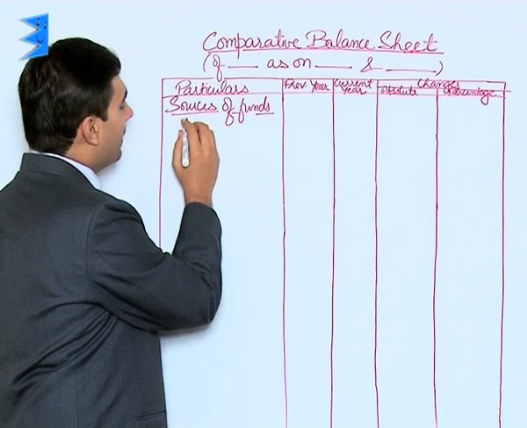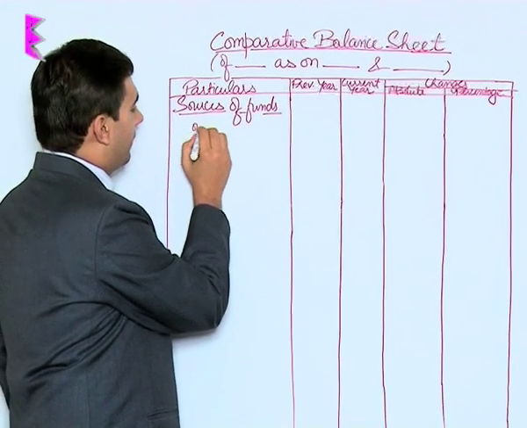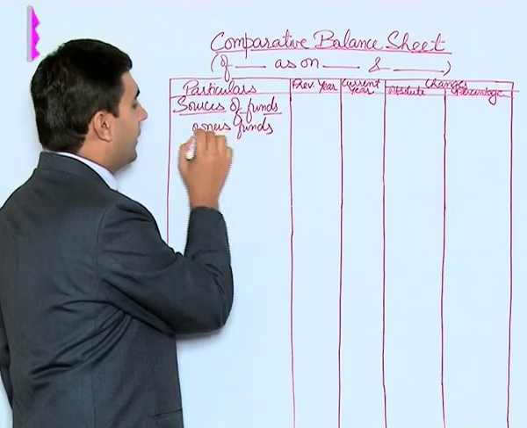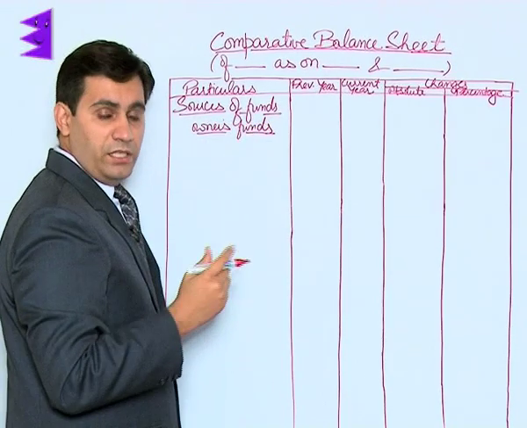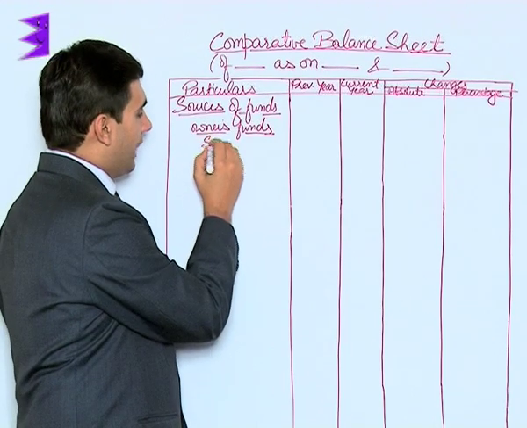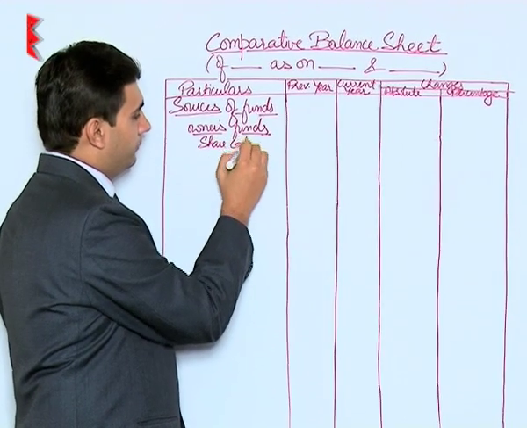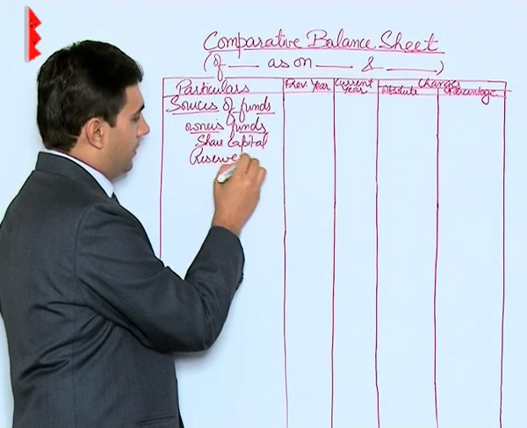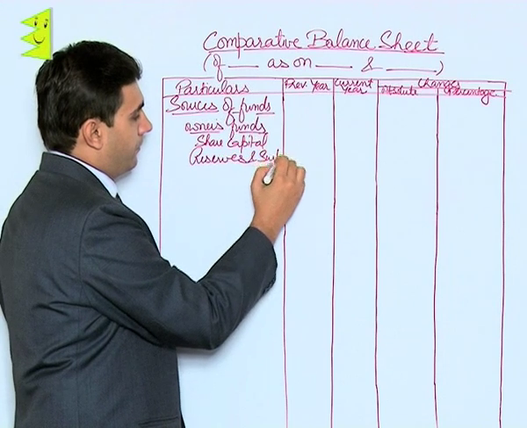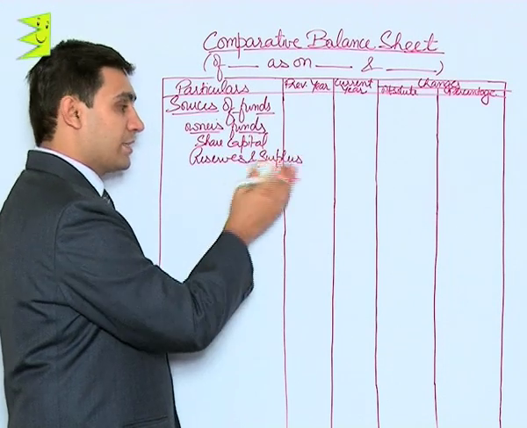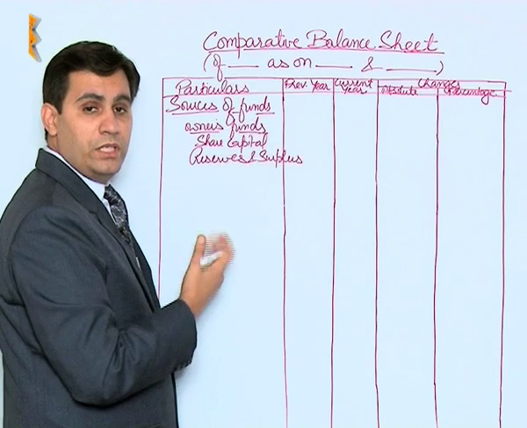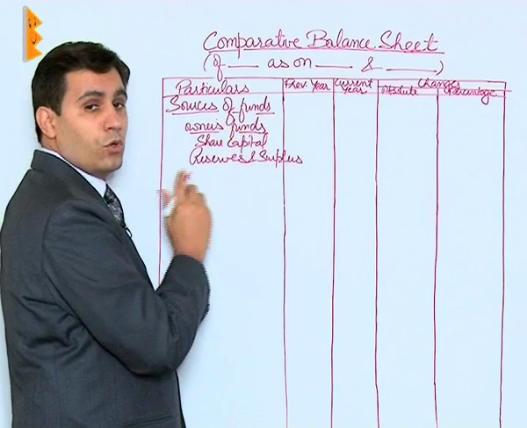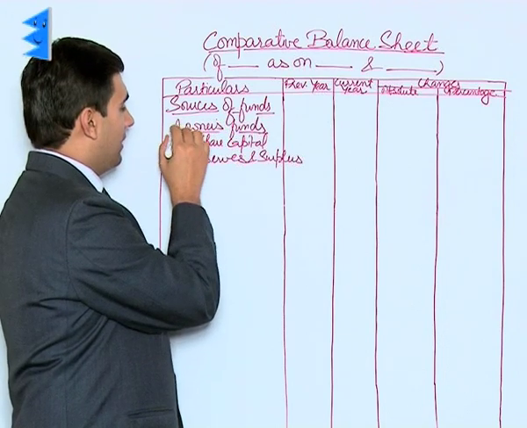So the first part here is owners funds. In case of a company, the owners are the shareholders. So we will have share capital and reserves and surplus. Remember students, reserves and surplus also belong to the shareholders. So their total is taken as owners funds. We will name it as A.